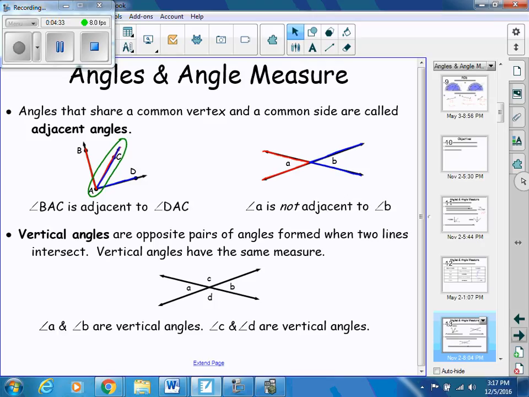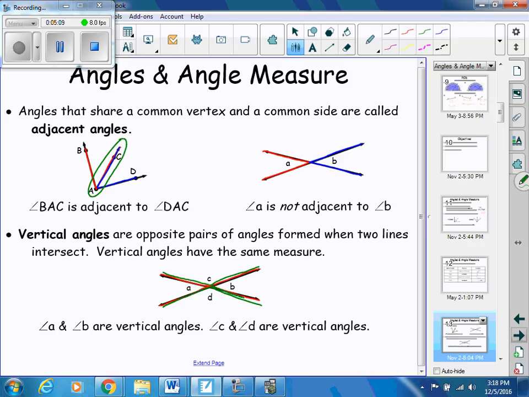The other type of angles we have are vertical angles. They are opposite pairs of angles formed when two lines intersect. Vertical angles have the same measure, and that's why vertical angles are useful. As you can see here, angle A right here and angle B right here are vertical angles. They would have the same measure. The same could be said for angles C and D.